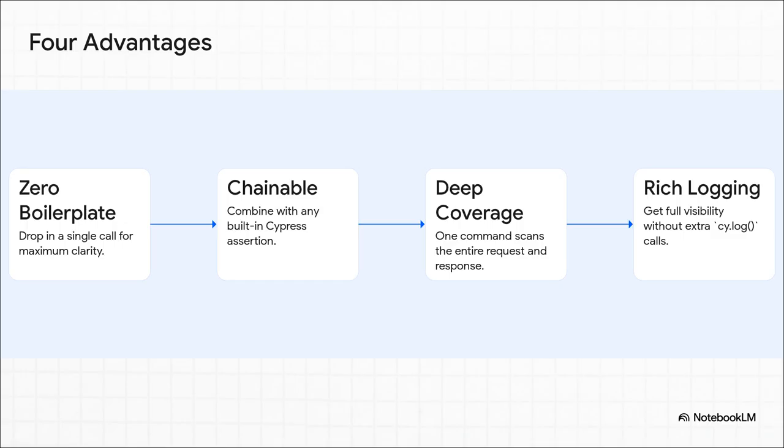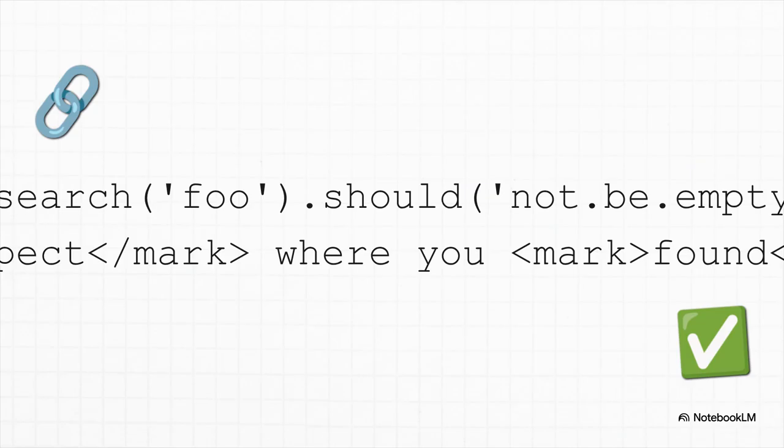The first point, zero boilerplate, is pretty obvious from that last example, right? Your tests immediately become cleaner and read more like plain English. But the second point, being chainable and composable, is where things get really cool. Because .search is just another Cypress command, you can chain it with all the other commands you already know and love. So you could, for example, wait for your request, search for a key like foo, chain a .should to make sure you found something, and then, if you need to, you can even tack on a .then block to do some more complex logic with the matches you found. It's just so flexible and fits right into the way you already write Cypress tests.